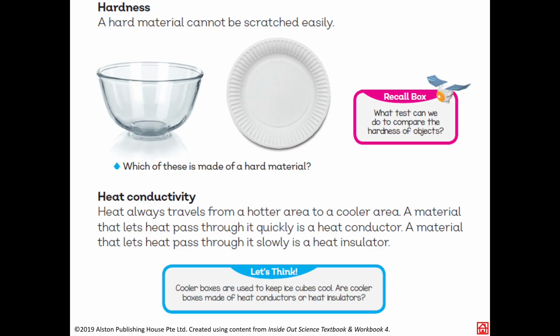Next, let's go to the second one, which is hardness. Please refer to your vocabulary for the meaning of hardness. A hard material cannot be scratched easily. What is scratch? You cannot scratch hard materials easily, so that is how we can tell that something is hard.